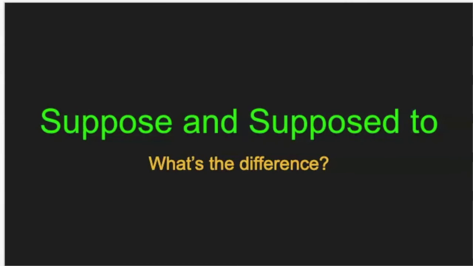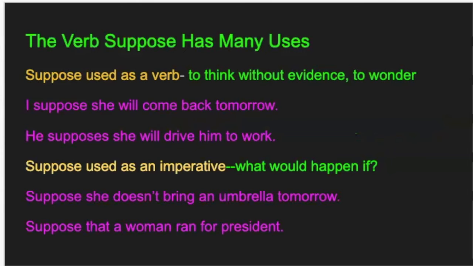Hi students, today we're going to look at the verb suppose and supposed to. What's the difference? The verb suppose has many uses. Suppose used as a verb to think with, which means to think without evidence or to wonder.